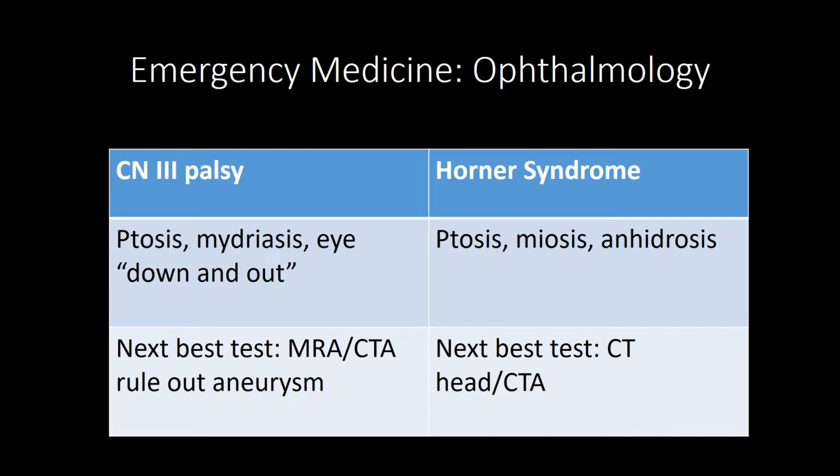Contrast this with Horner syndrome with the classic symptoms of ptosis, meiosis, and anhidrosis. You want to get a CT head and a CTA for new Horner syndrome to rule out carotid artery dissection.